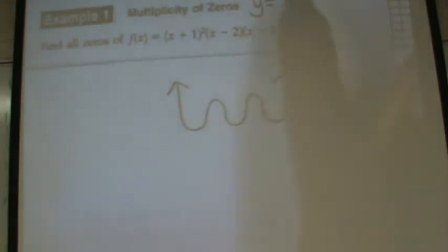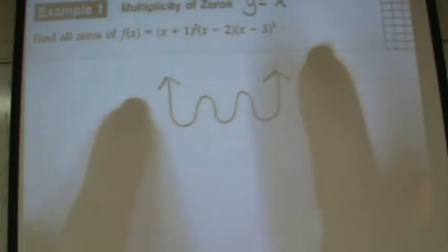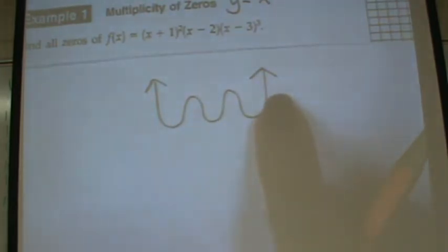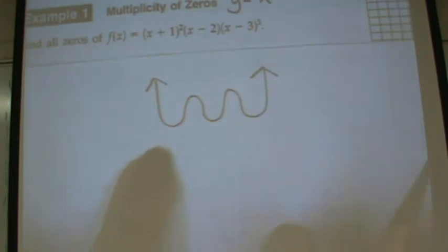So it's going to look like that. They're both doing the same thing because it's an even degree. And the left and the right side will both be going up because I'm getting a positive leading coefficient. Now the other 2 things that you need to talk about and know is how many max and mins are going to be in a problem.